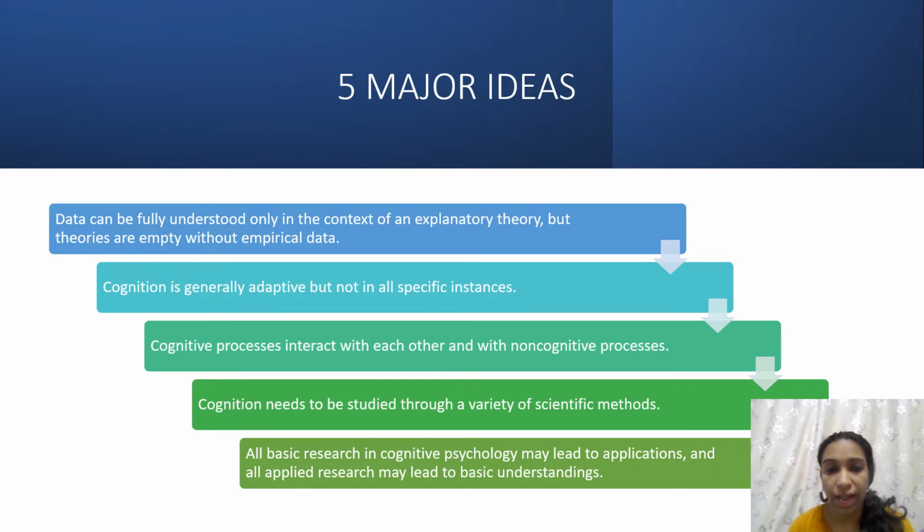The second idea is that cognition is generally adaptive, but not in all specific instances. That means cognition is most probably adaptive, but in a new context or new experience, we are not able to adjust to that situation. So only in that context is it not adaptive, but in most cases it is generally adaptive.